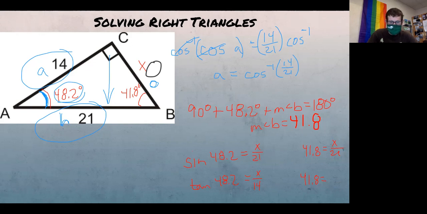Cosine. That would be cosine. Remember, in this case, my opposite and adjacent would flip. So this would be the adjacent, this would be the opposite. So cosine of 41.8, and if we set it up one last way, what would the last equation look like? There you go, tangent.